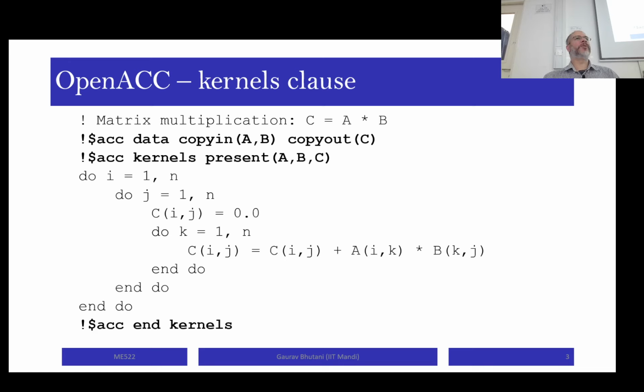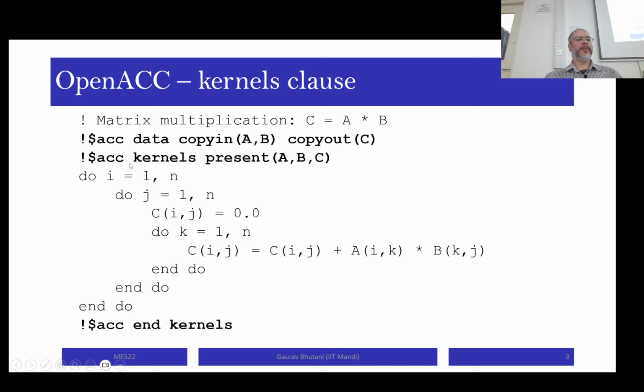So, kernels is a smarter command in OpenACC as compared to parallel. If you want better control over things and you are experienced, you will go for ACC parallel. If you want a very quick parallelization, you will simply say ACC kernels, and again, present here means that A, B and C are present on the device.